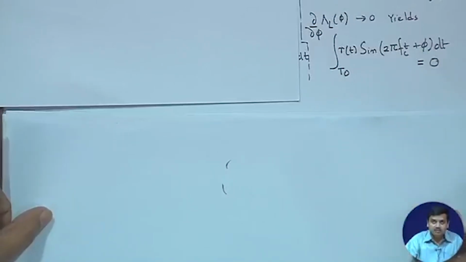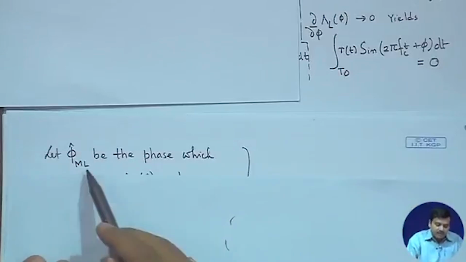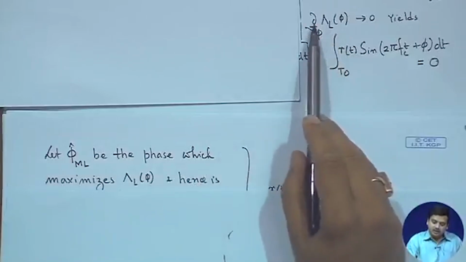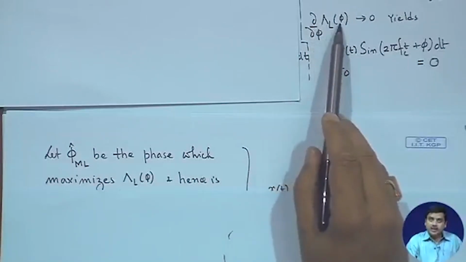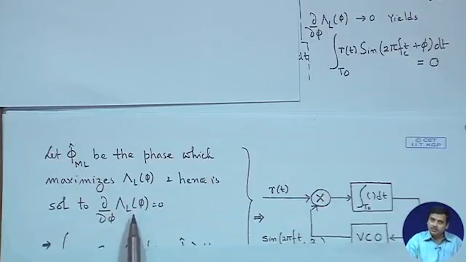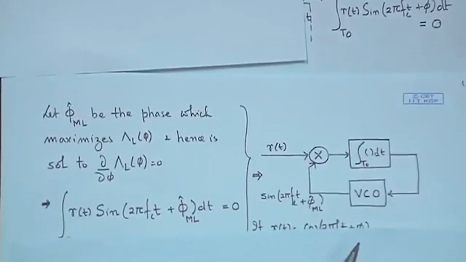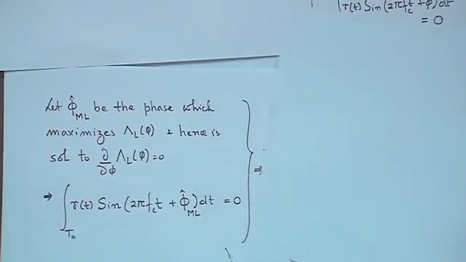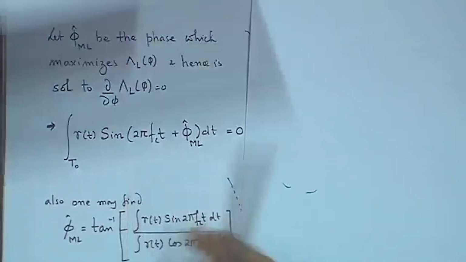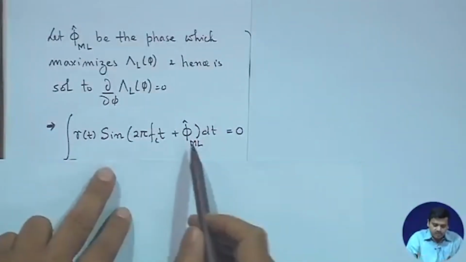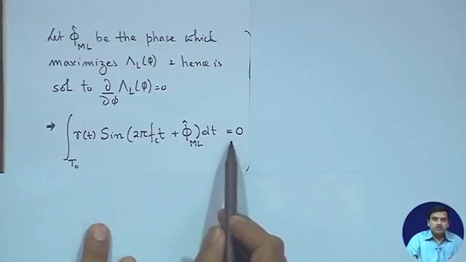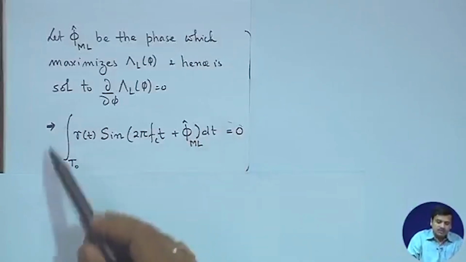This is a bit subtle, but we use that. So, let phi ML be the phase which maximizes the log likelihood function. So, that means the first derivative of log likelihood function at phi ML should be equal to 0, and hence it is the solution to this expression, that is equal to 0. So, what we do is we write the expression as we had seen before, except instead of phi we put phi ML, and then we say that this is equal to 0. That means, if I put phi ML in this, this is equal to 0.